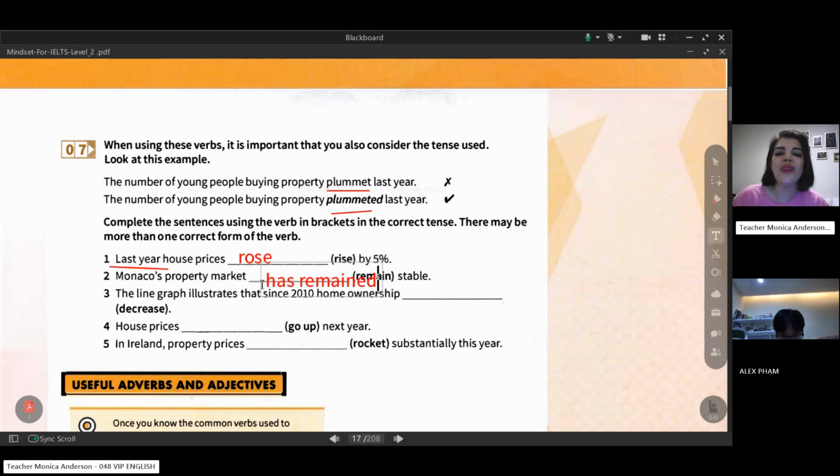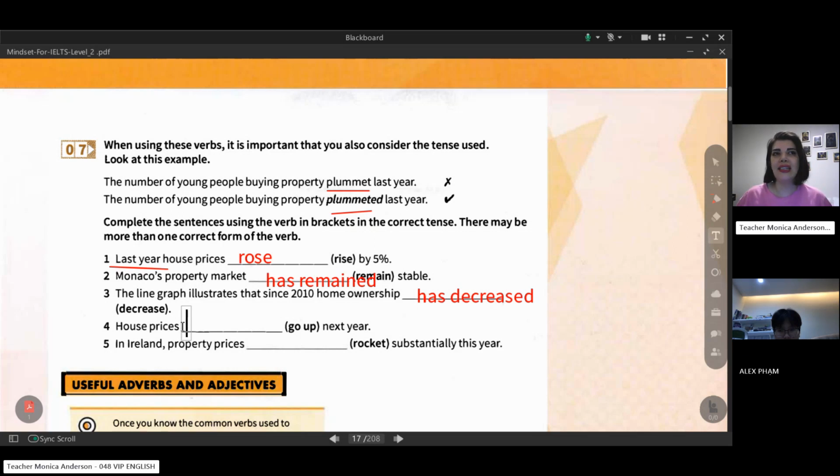The line graph illustrates that since 2010, home ownership. Since and for are the signs for present perfect. Has been. Has, no, it's not passive. Has decreased, yeah, of course. Has decreased, okay? And house prices next year. Will. Yeah, but here it is better to use be going to.